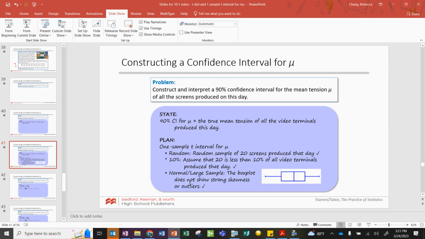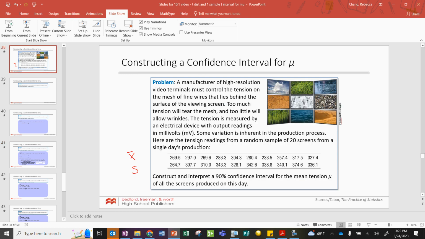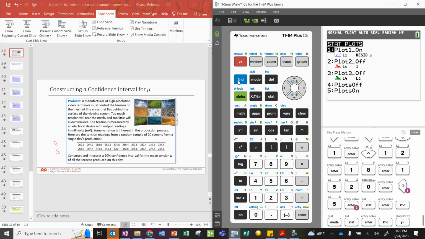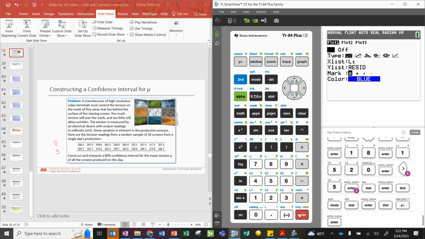But now, because n is 20, less than 30, and we aren't ever told anything about the population shape, we need to figure out what the sample data tell us. So I'm going to go back to my calculator, go into second stat plot, and make some kind of a graph. I'm going to highly encourage you to make a box and whisker plot. Make sure you select the one with outliers.